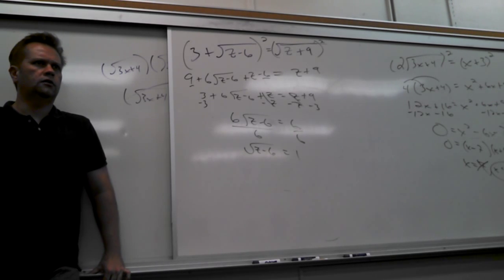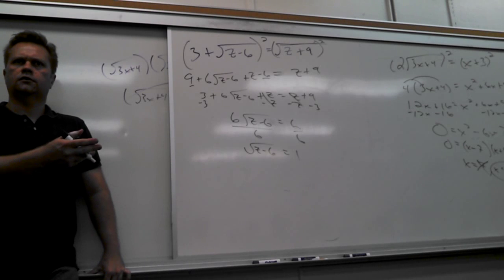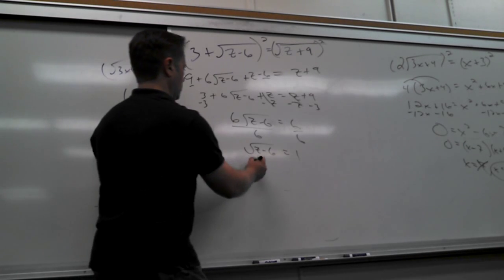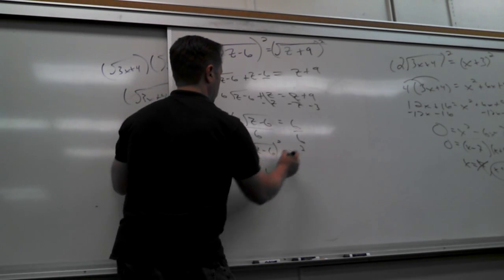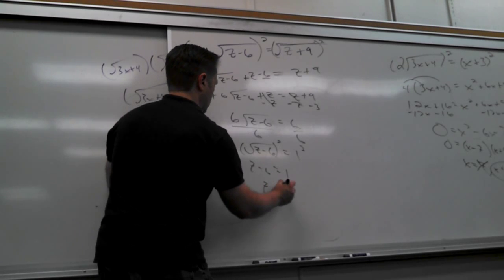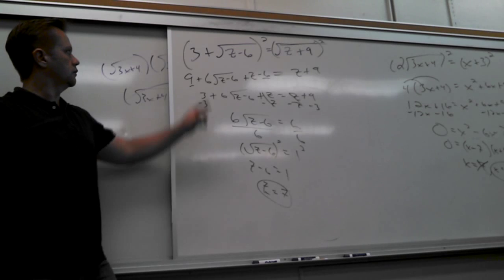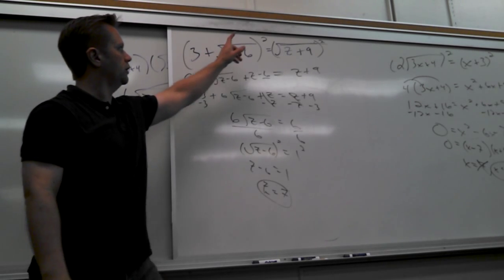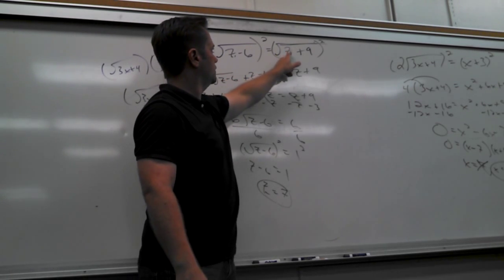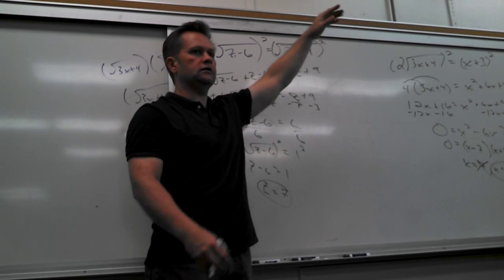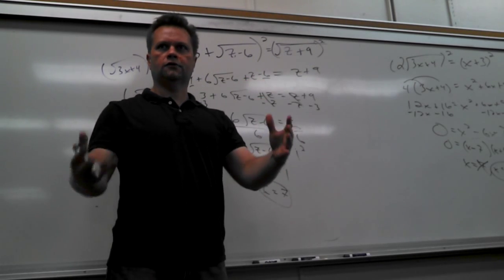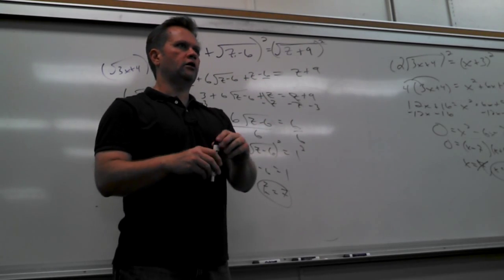You guys still with me? And then I can do what to both sides? Square it. z minus 6 equals 1, z equals 7, which works if you try it. 3 plus square root of 1, so 4, equals square root of 7 plus 9, 16 is 4. It works. 4 equals 4. Groundbreaking.